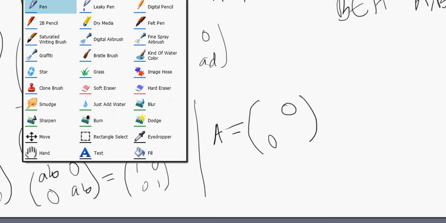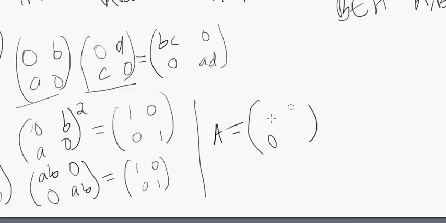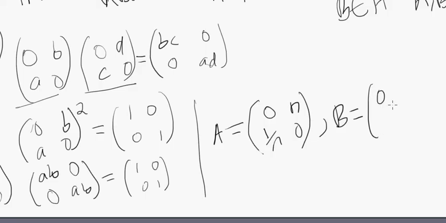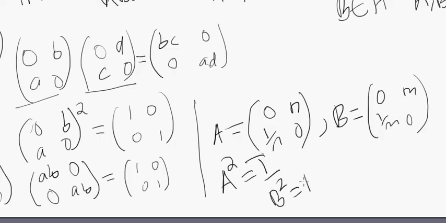Okay, let me erase this. Hope my eraser works. Alright, so what we're really saying is that any A that's of the form 0 n, 1 over n, 0, where this product equals 1, and here the n's are just complex numbers, obviously. And another one, B, of the form, for a different n, we don't want the same n here, let's say m, 1 over m. Well, any matrices of this form would have had the property that when you square B, you get the identity matrix.